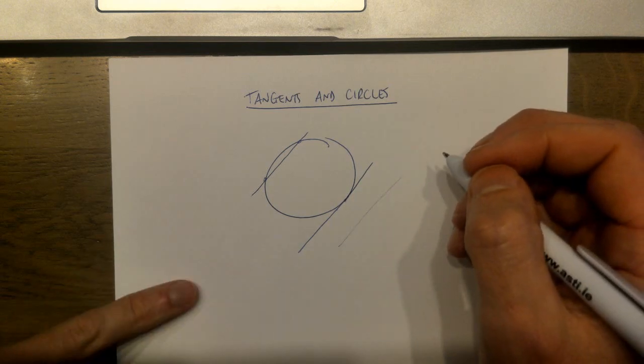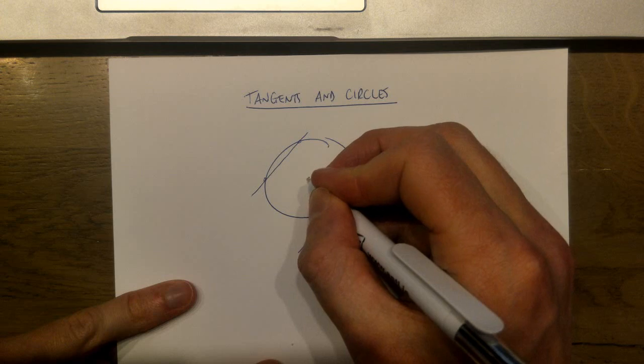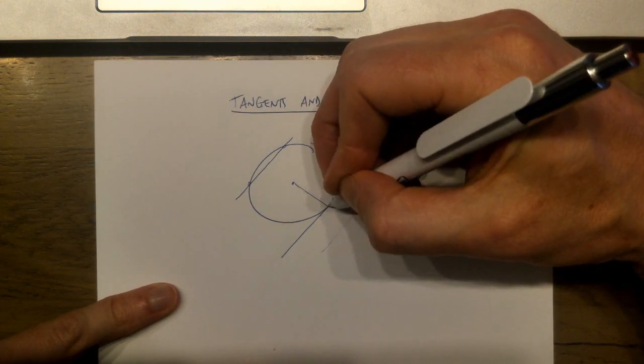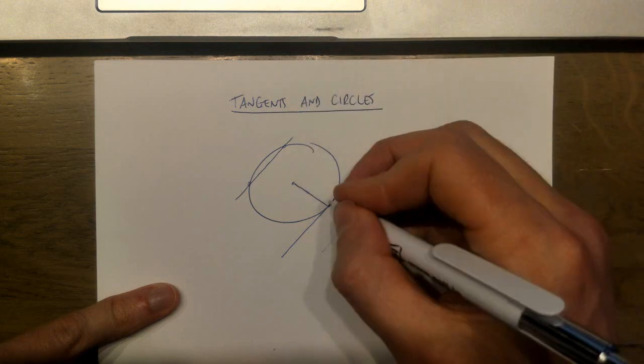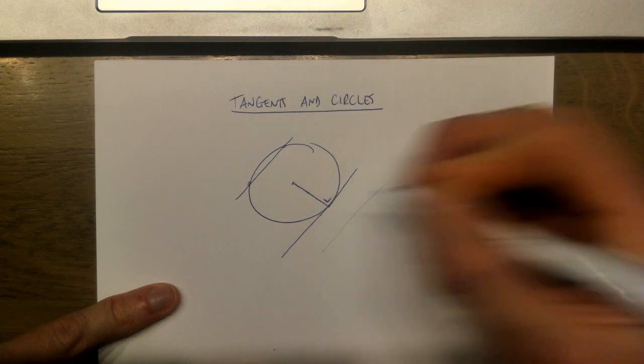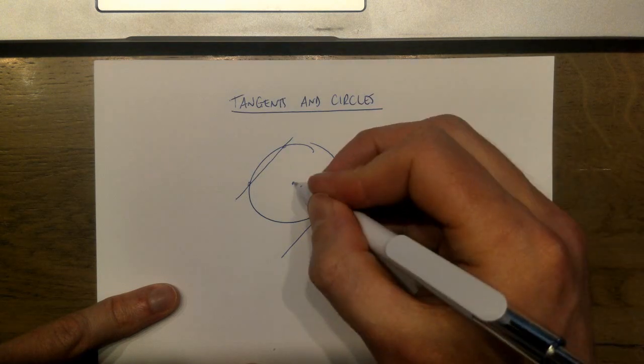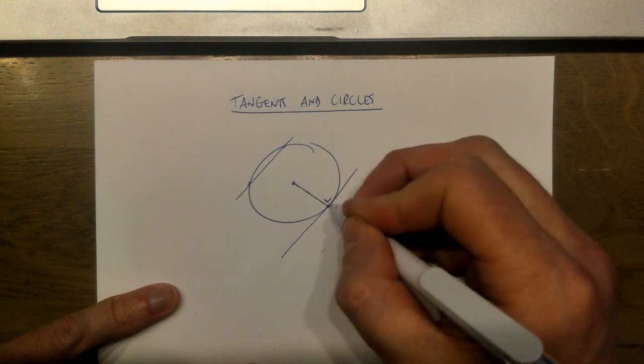Here is the key thing that you need to know. If this is the center of the circle, and we drew a line from the center to the point of contact, that will always make a 90-degree angle. So, important bit of information: if that's the center, that's the point of contact, it will be 90 degrees.